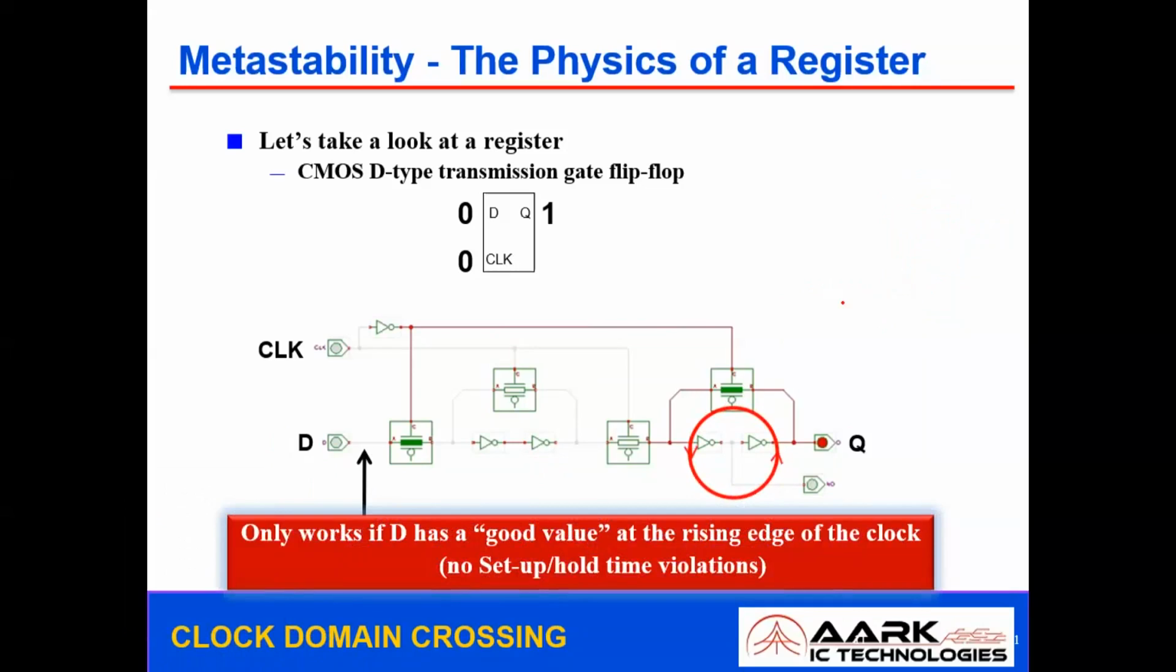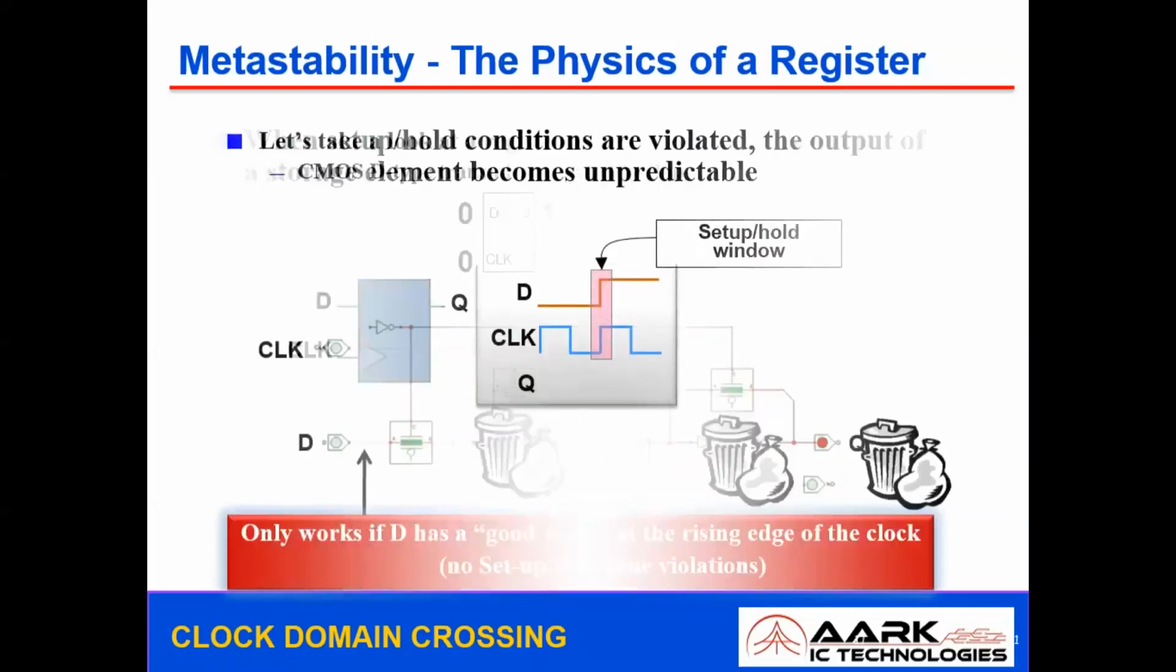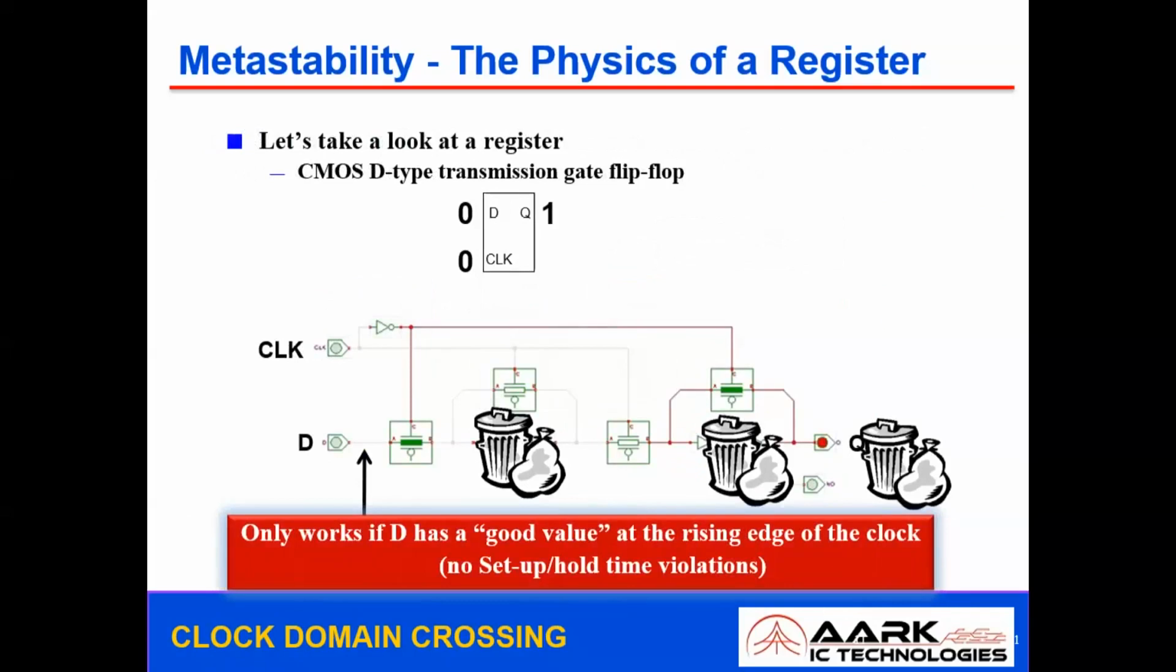So if you look at this whole setup of the register, it only works if the data has a good value at the rising edge of the clock. That is when there are no setup and hold violations. So now the data is perfectly latched in the first one, and the data is maintained stable. And then it leads to a perfect latch in the second latch, and finally you can capture the response from the output.